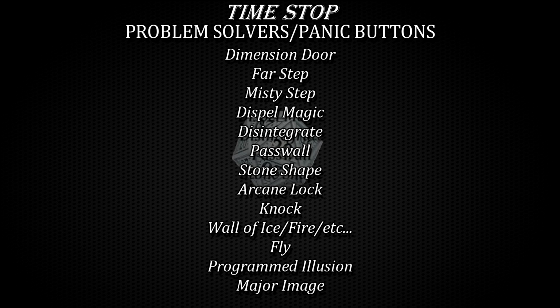Disintegrate can blow a hole and create a passage through almost any material out there. Passwall is a bit more elegant way to do that, while Stone Shape accomplishes a similar purpose too, though it's restricted to just one type of material, as the name suggests. Arcane Lock and Knock are low-key amazing in dungeons full of doors, gates, and other objects with locks on them. Wall of Ice, Wall of Fire, and other wall spells can also be beneficial as control options in a lot of situations. Fly is obvious, no need to explain that one, though concentration is definitely a problem.